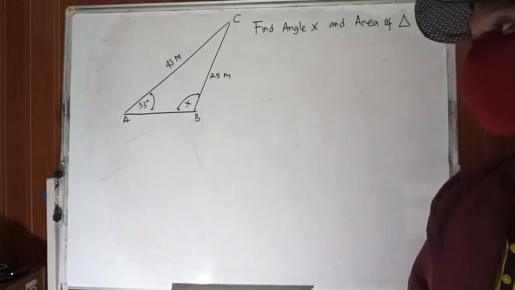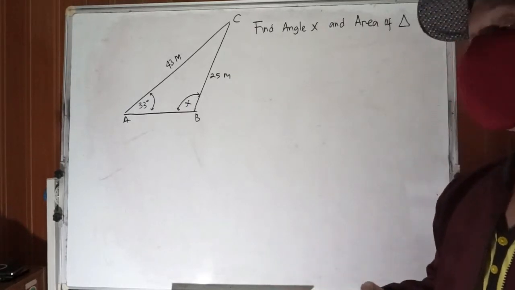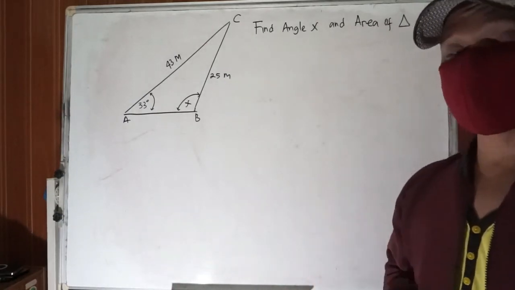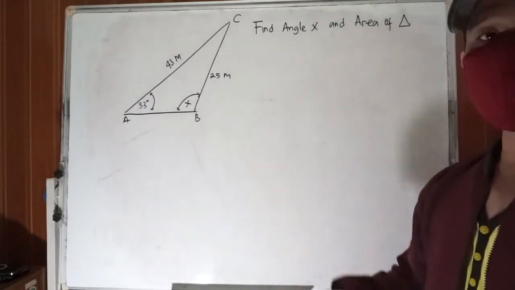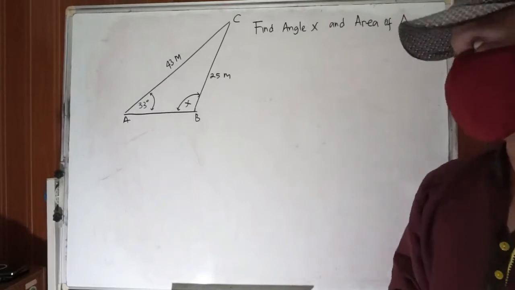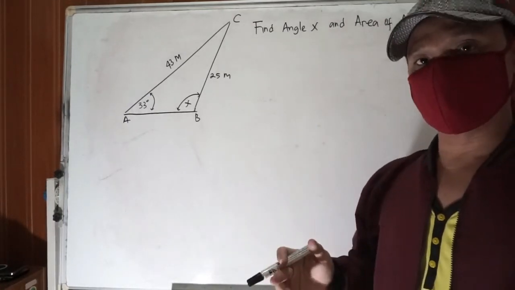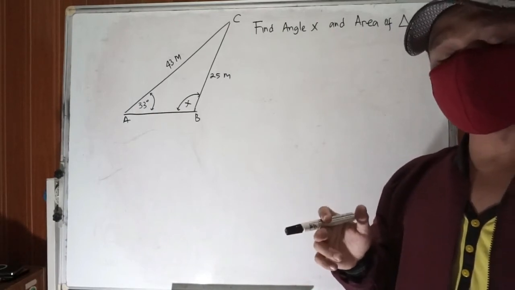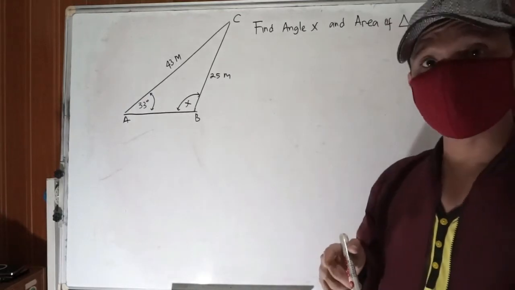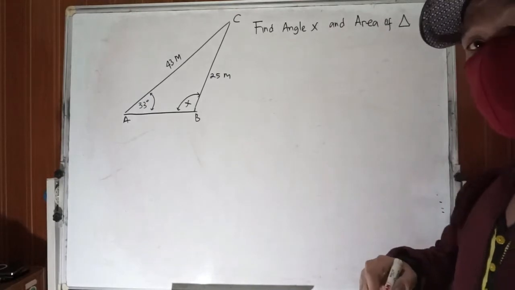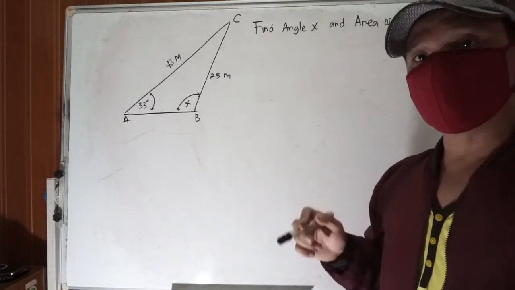As I mentioned before, we already know about the sine rule and cosine rule formulas, right? Hopefully everyone remembers those formulas. So today we are going to try to answer this question. Once again, find angle X and the area of the triangle. The sine rule must satisfy one requirement: at least one pair of side and opposite angle. That is the requirement for the sine rule. The other is the cosine rule. Now we're going to choose. Are we going to use the sine rule or the cosine rule?